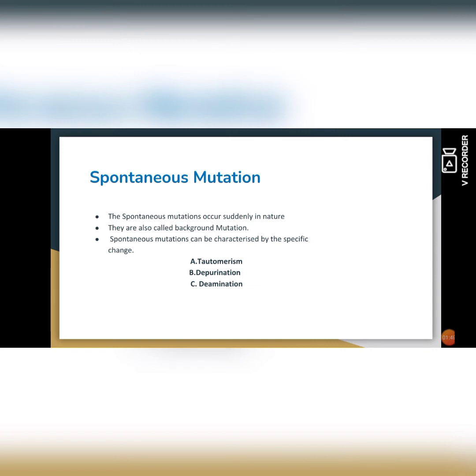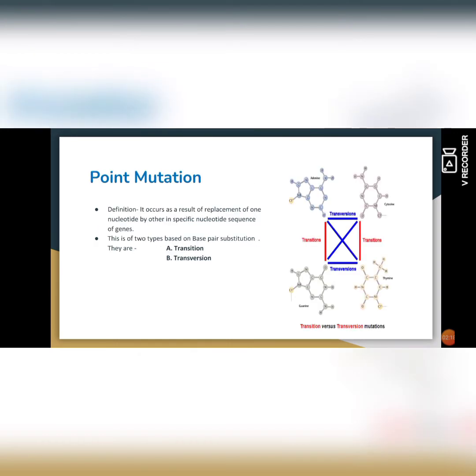Tautomerism. A base is changed by the repositioning of a hydrogen atom, altering the hydrogen bonding pattern of that base and resulting in incorrect base pairing during replication. Depurination. Loss of a purine base from an apurinic or AP site. Deamination. Hydrolysis changes a normal base to an atypical base containing a keto group in place of the original amino group.